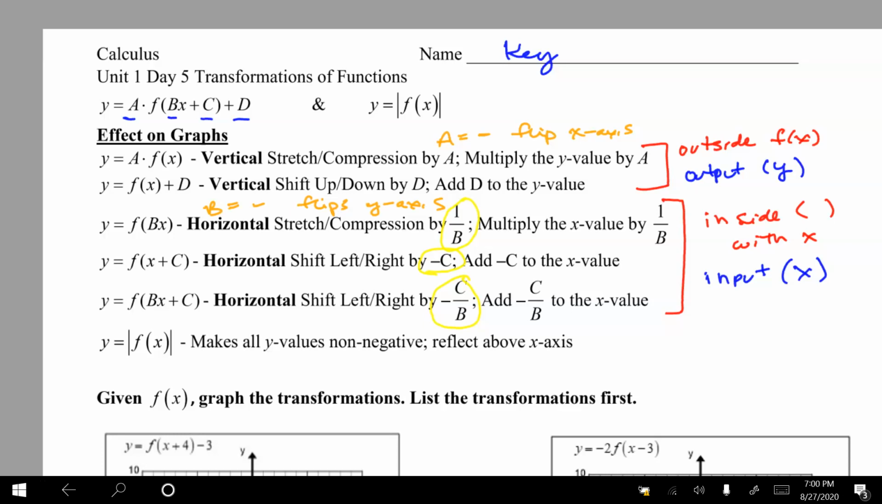And the absolute value of f of x makes all the y's non-negative, which is reflect above the x-axis. Everything gets flipped above the x-axis.